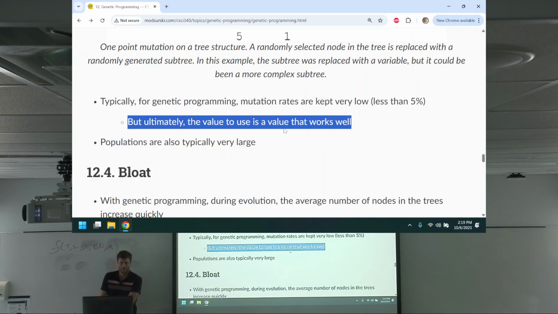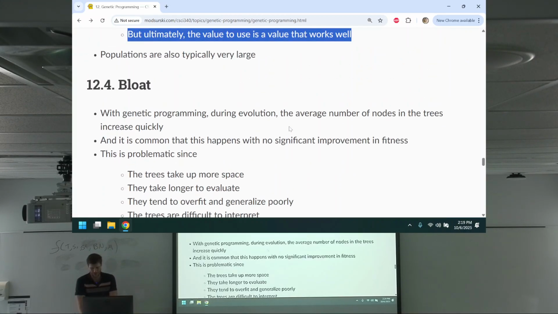Any other questions? We are not going to have time to start the next thing because the next thing is interesting. It's bloat. It's this interesting phenomenon that happens to genetic programming as time goes on. And we'll pick up here on Wednesday.